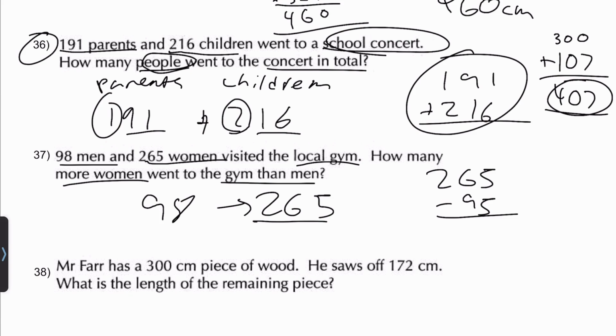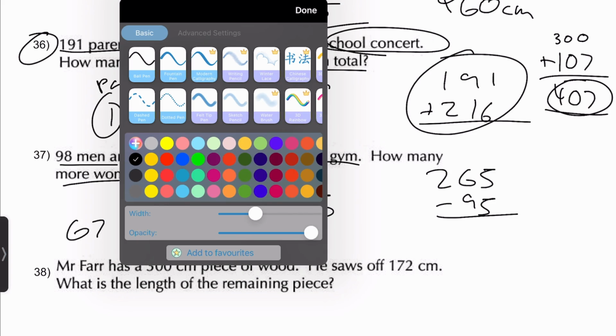Or you could do what I'd like to do, which is count up until you get to 165. So that would be 67. That's the difference here. Right, 67. If you understand that, let me just explain it.